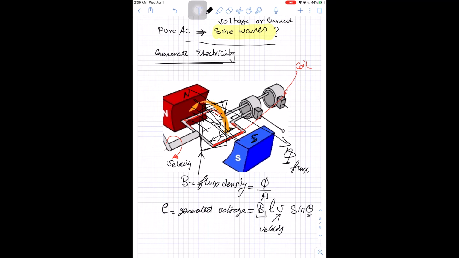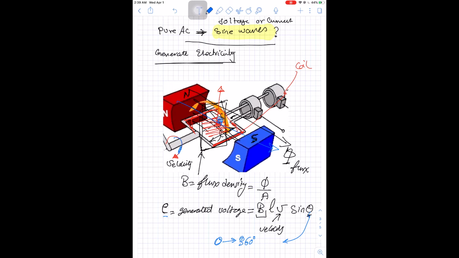If this is the coil here, the coil plane, which is this rectangle, will have a direction going up, making 90 degrees. The direction for the flux is going north to south. So in this position, the angle is 90. But this coil is moving, so this angle theta is actually changing from 0 up to 360 degrees.